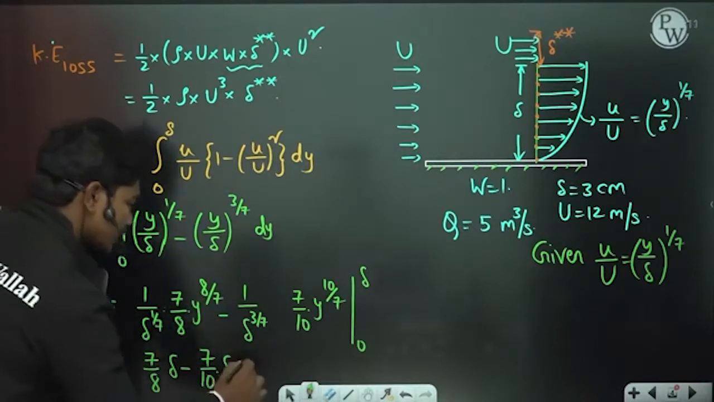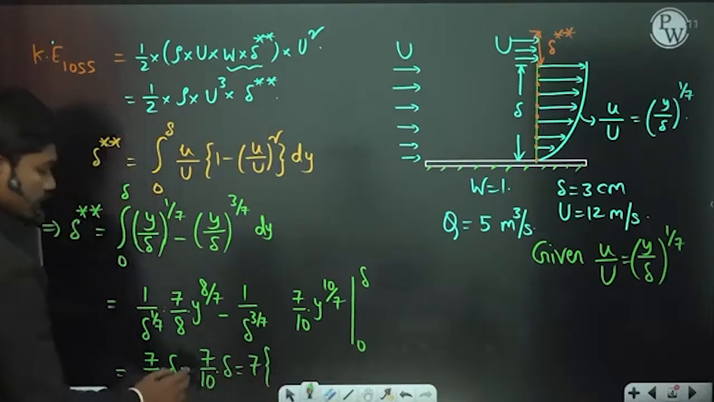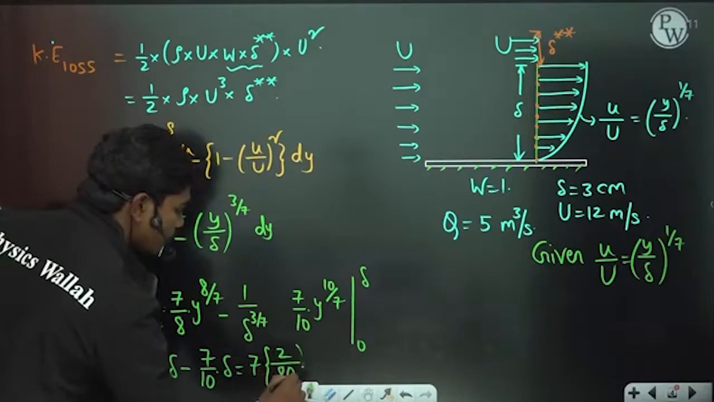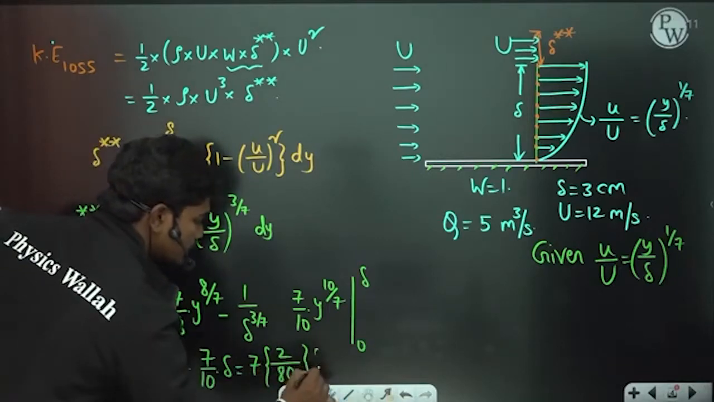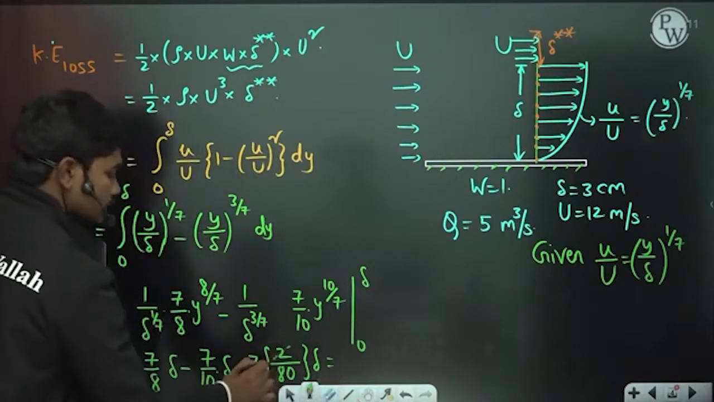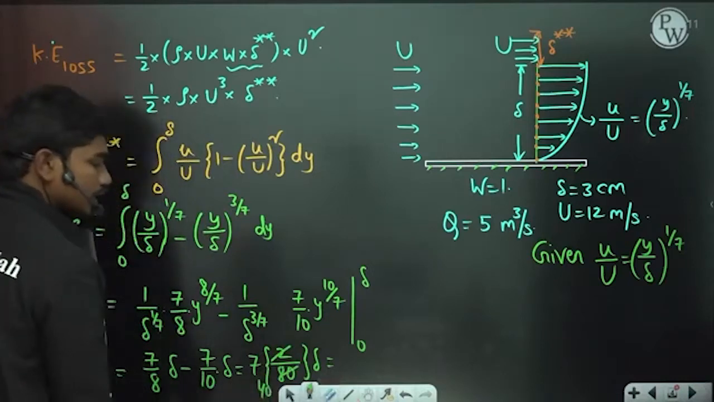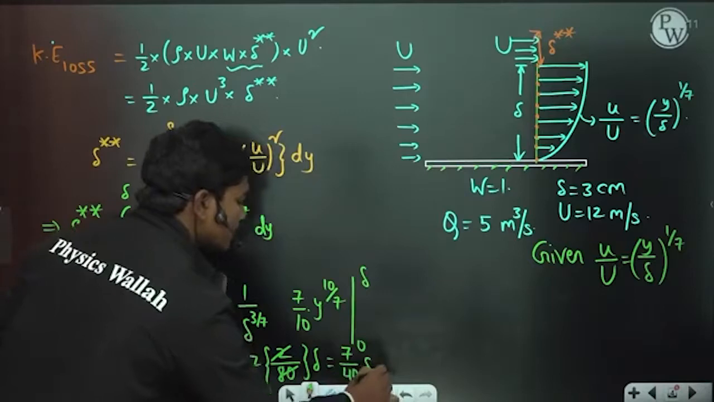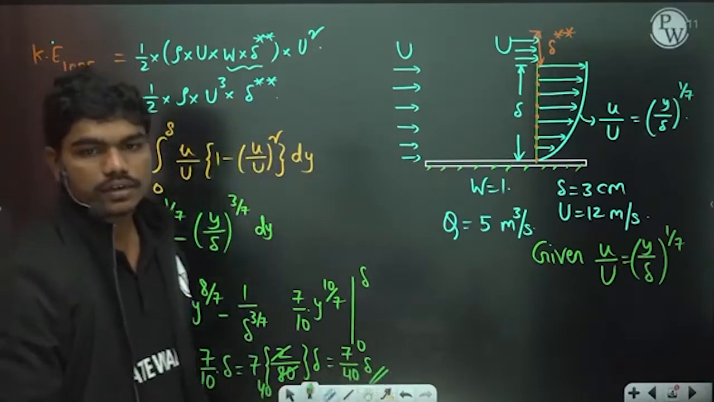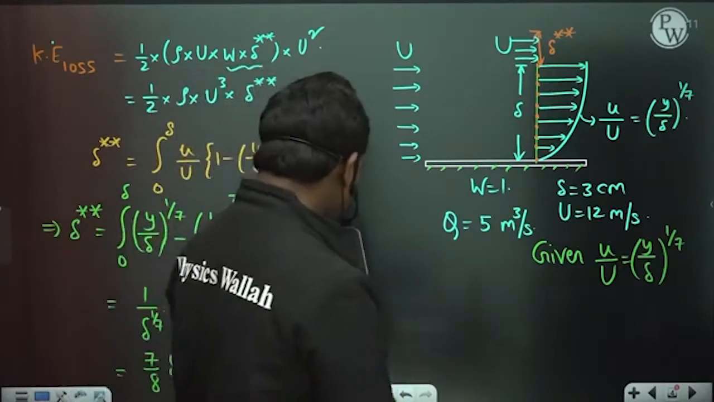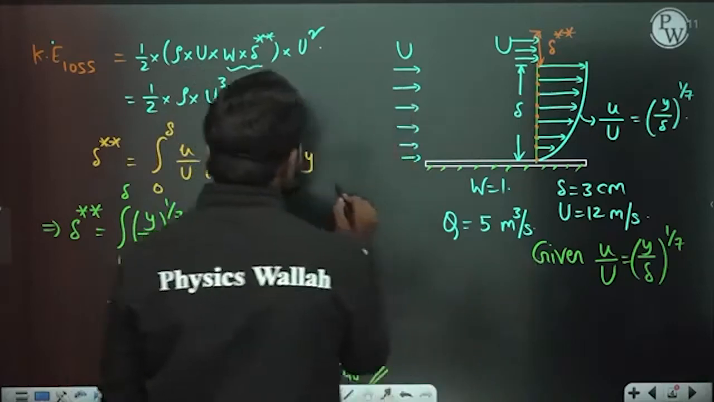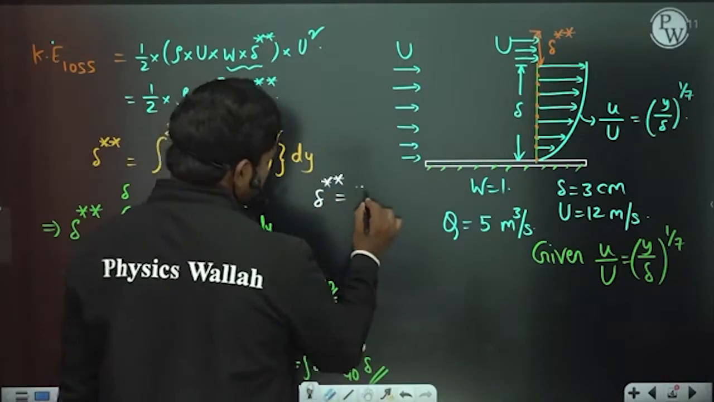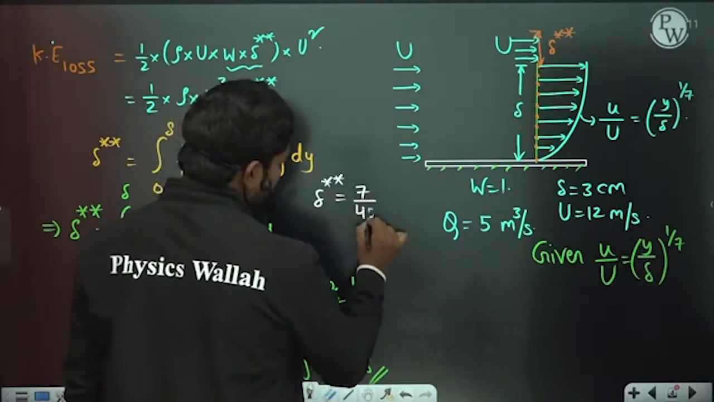So if you simplify this, 7 if you take out, then 10 minus 8, 2 divided by 80 times of delta. So basically if you simplify this, 7 by 40 times of delta is the actual energy thickness. Correct? Yes, so 7 by 40 times of delta, this is the value of delta double star. So delta double star, the energy thickness, is equal to 7 by 40 times of delta.